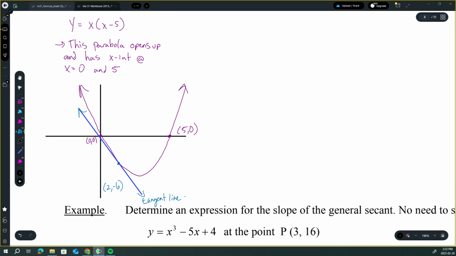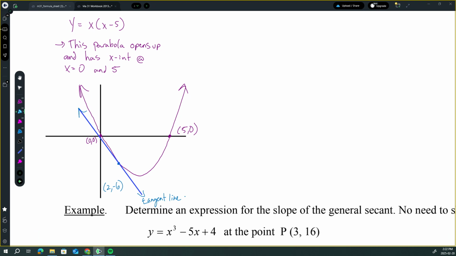So the tangent line, that's what we're trying to find the slope of. And in order to do that, we need to draw a secant line. Secant line, that just means that it's a line that touches a curve in two spots.